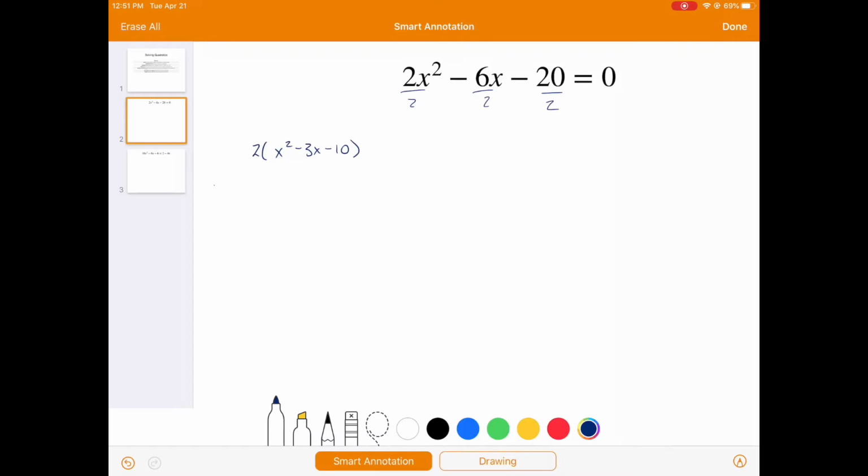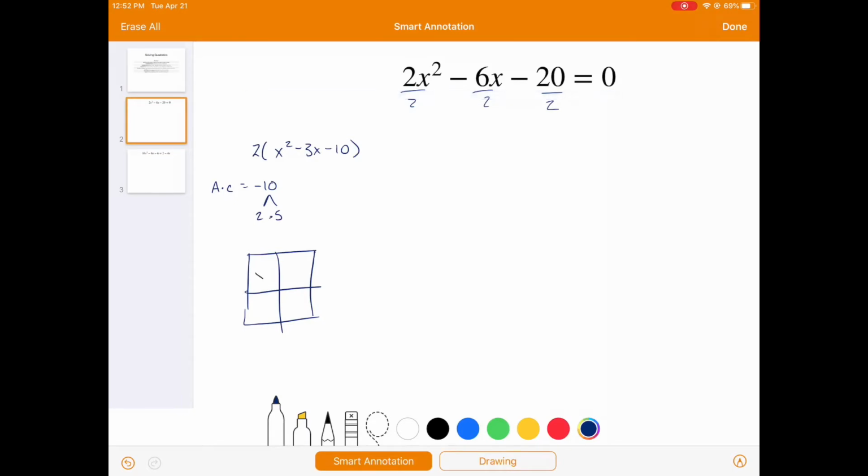From here, we do our a times c, which is going to be 1 times negative 10, which is negative 10. And then we want the factors of negative 10 that will give me negative 3. So negative 10 is divisible by 2 and 5 as long as one of them is negative. Because my b term is negative 3, it's going to be a negative 5. And then we can create our box and we can start factoring.